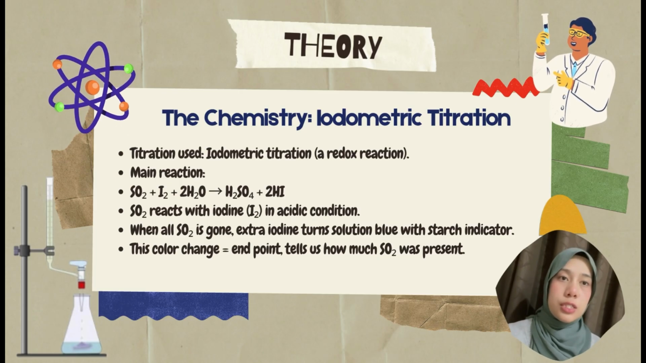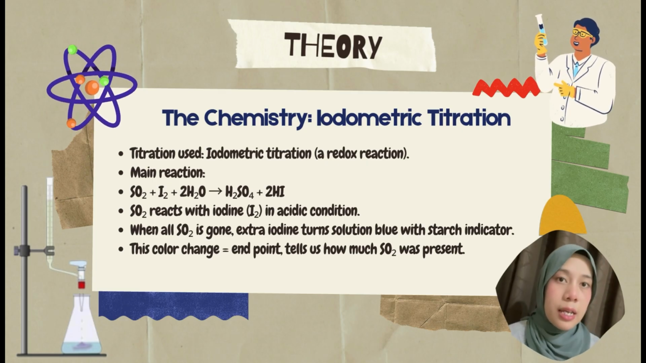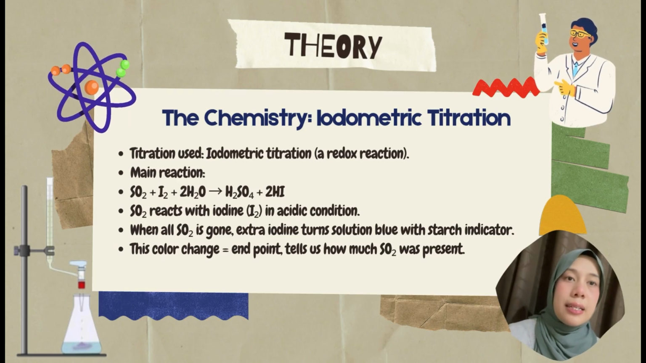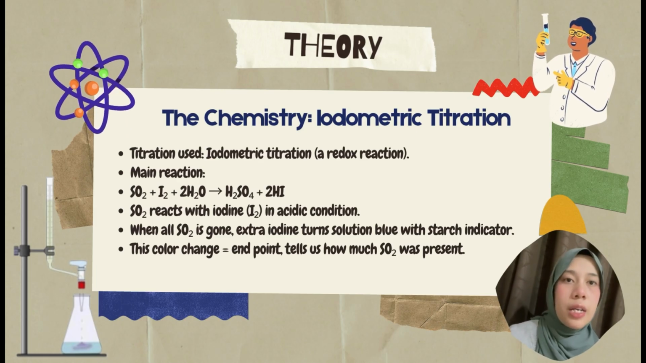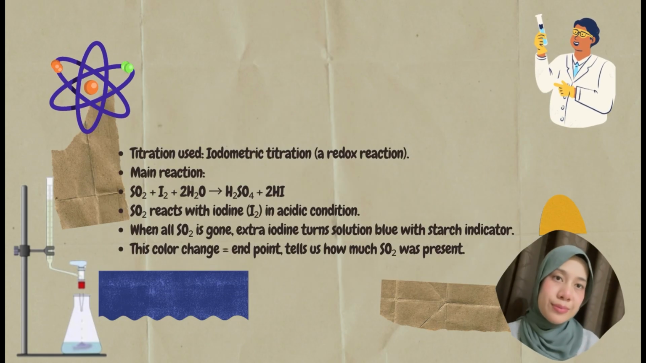Once all the SO2 is used up, extra iodine remains, and that's where we use the starch indicator. It turns the solution blue when iodine is in excess. That color change is our endpoint, and from the volume of iodine used, we can calculate how much free SO2 was present in the wine sample.